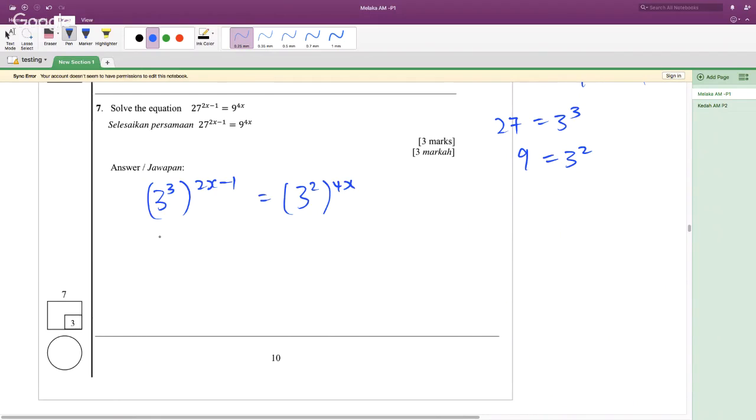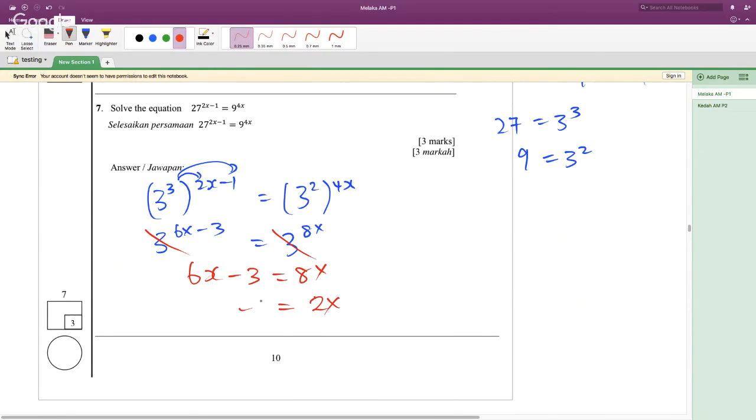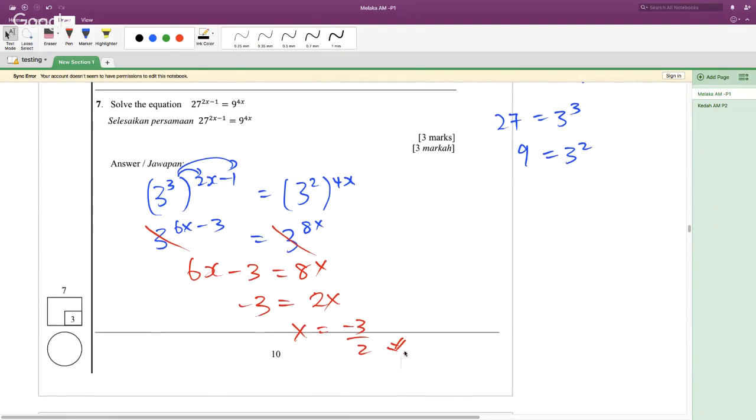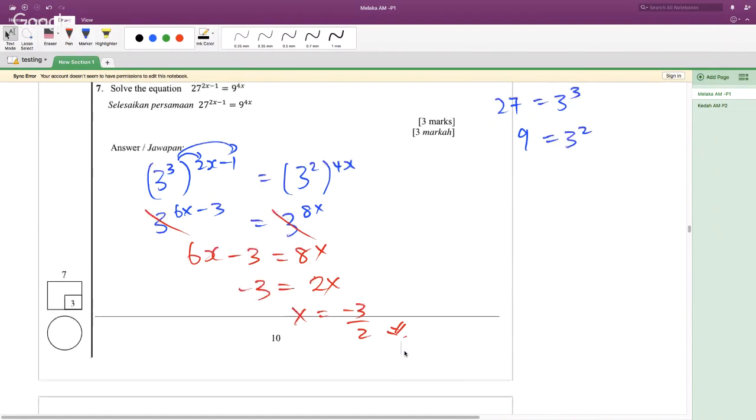Whenever there is a bracket, you just multiply into both. So you actually have 6x minus 3, and this one you have 8x. Whenever they have the same base, you can just simplify and say 6x minus 3 equals 8x. So I move the 6x to the other side, it's minus, so I have 2x equals negative 3. So x is just negative 3 over 2. Very easy, 3 marks. If you understand this, you can solve it really fast.